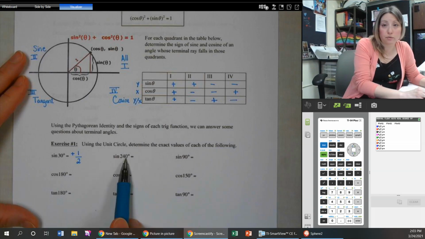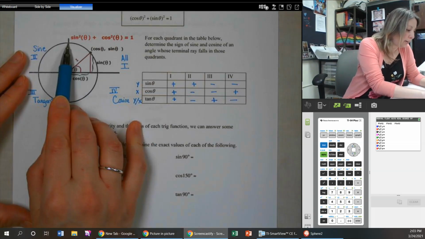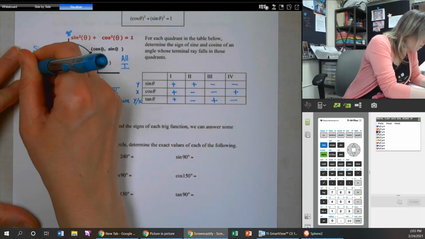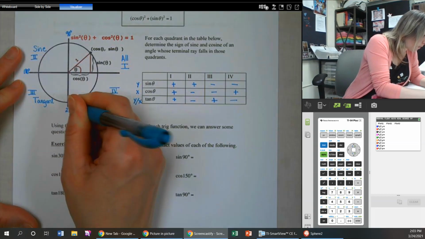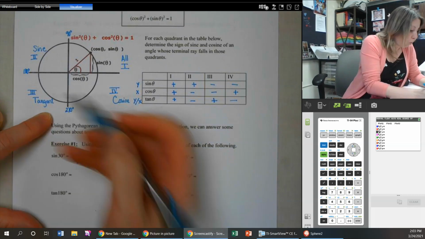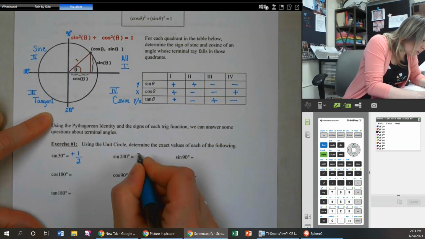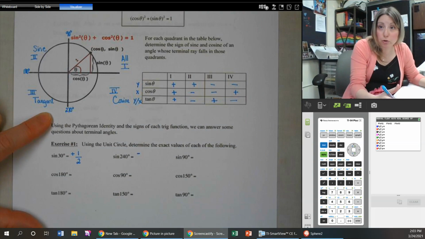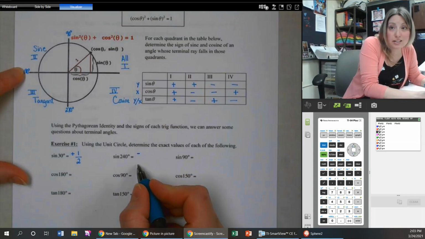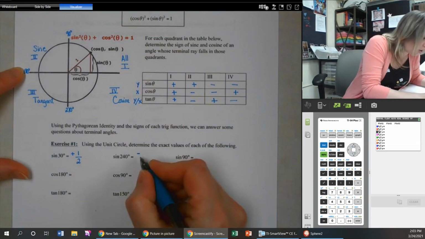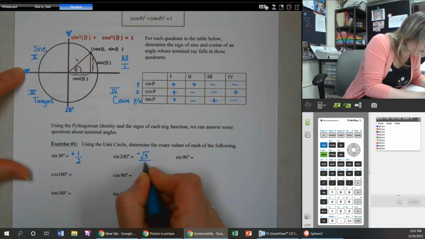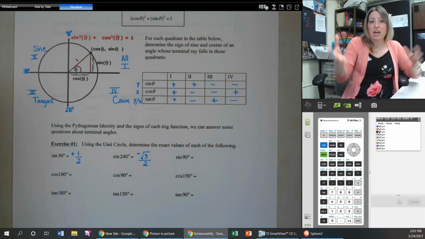When you go to sine of 240, let's think about it. Here's 90 degrees. Here's 180. And here's 270. So 240 is in here. It's in quadrant 3. What's sine going to be? Negative. What's our reference angle? Well, 240 minus 180 is 60. Our reference angle then is 60 degrees. That means it's going to be a negative radical 3 over 2, because that's going to be my y value here.